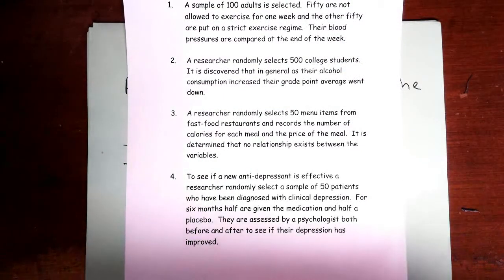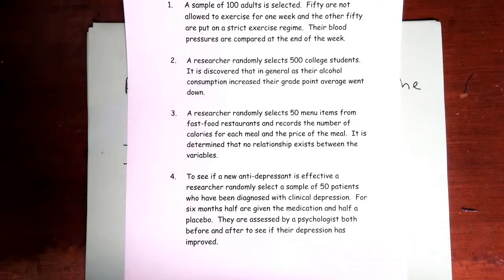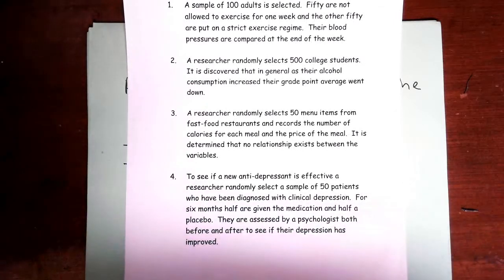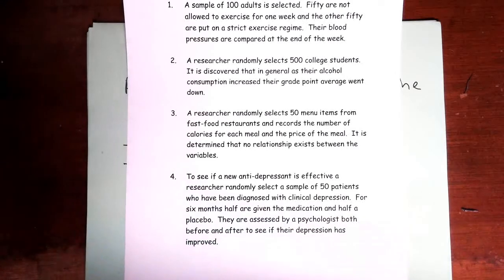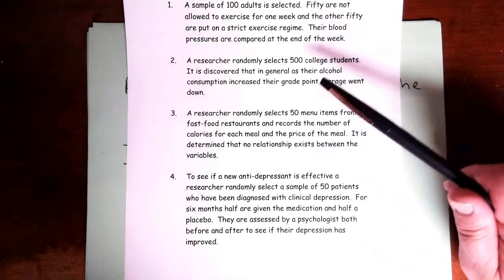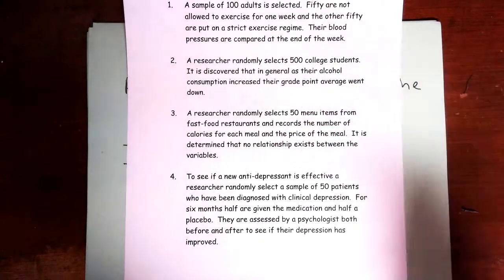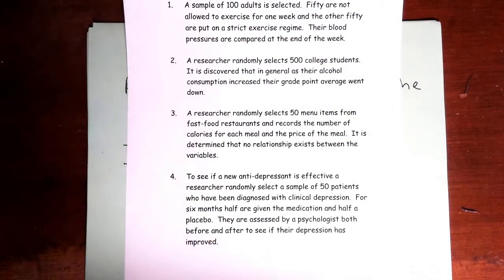Okay, so this second one, a researcher randomly selects 500 college students. It is discovered that in general, as their alcohol consumption increased, their grade point average went down. So this is an example of a correlation study or an observational study. They're just observing two variables, in this case their alcohol consumption and their grade point average, and they're checking to see if a relationship exists between the two variables.